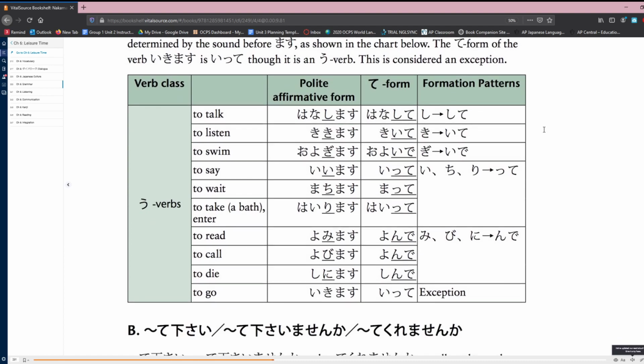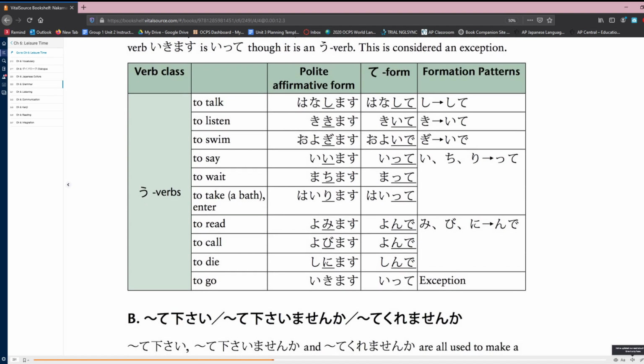So, let's go and check out the different groups that we have. The first one is going to be the su. So if it's hanasu, hanashimasu, this is going to become hanashite. So if your verb is going to have shi before masu, shi becomes shite. In kikimasu, we have the ki before the masu. We're going to drop the masu and put ite. So ki is going to become ite. So kiite.